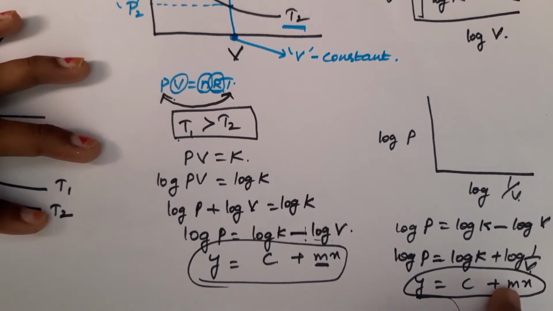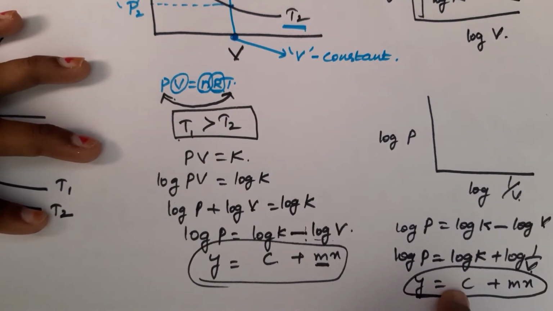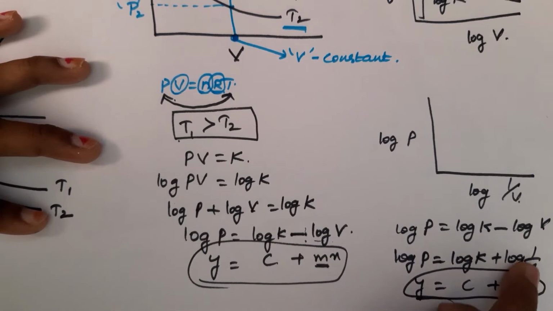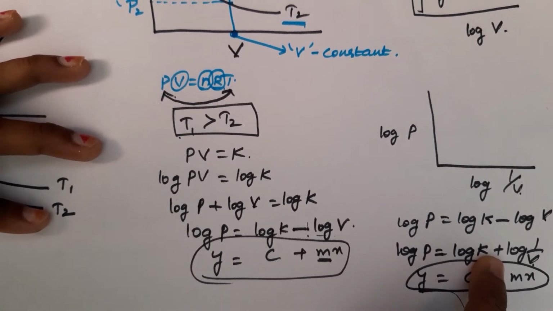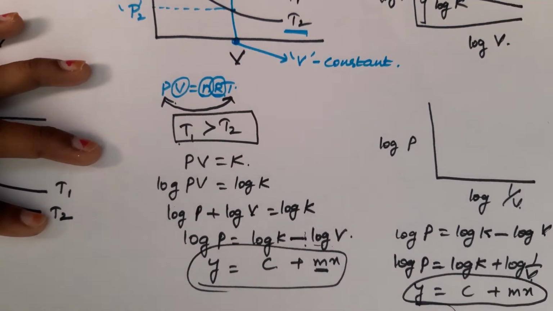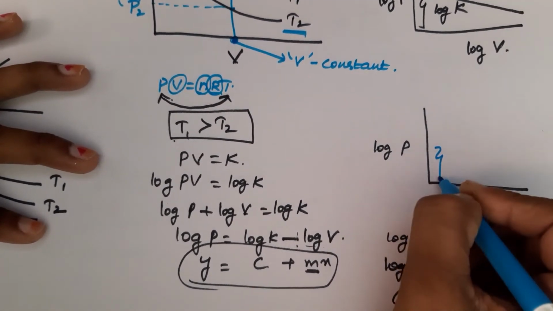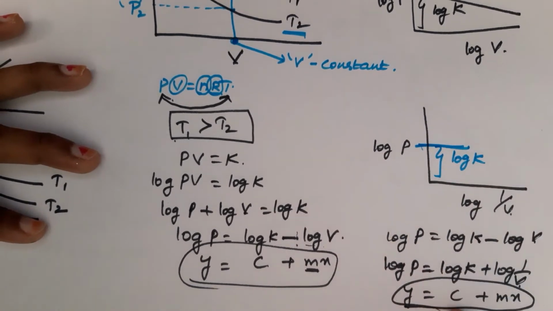What is the shape here? What is the slope here? M is equal to plus 1. What is the intercept, students, here? Only log K. Before log 1 by V, what is there, students? Plus value. A positive symbol is there. See how we will get the graph. Here some intercept is there, that is log K. Okay, it is completed.